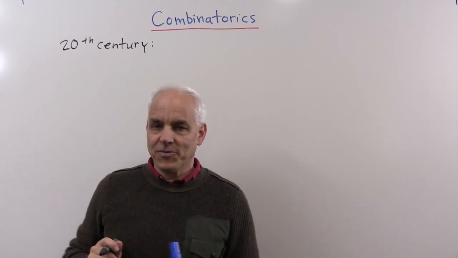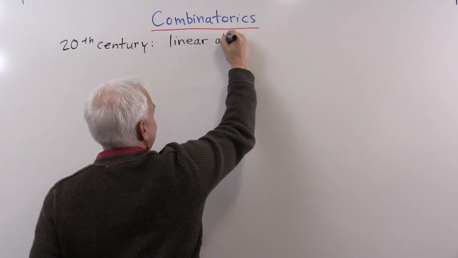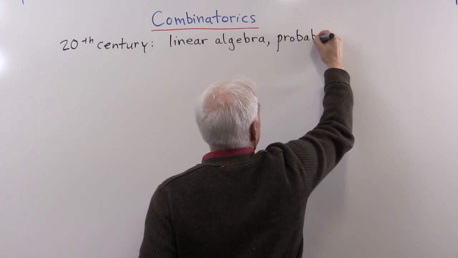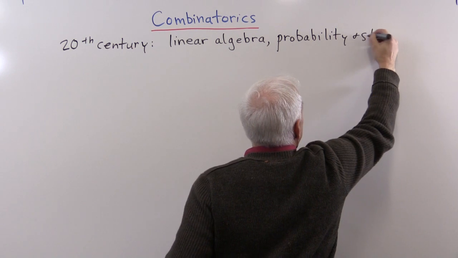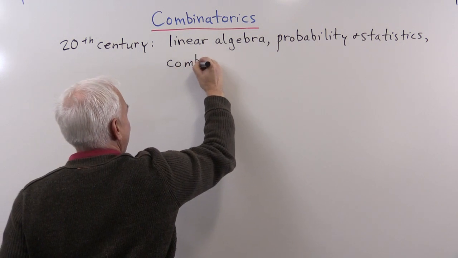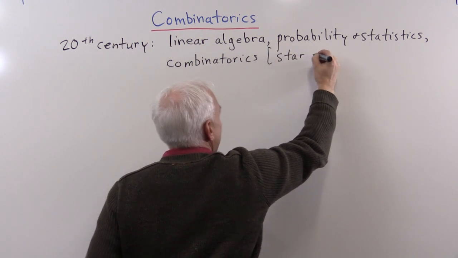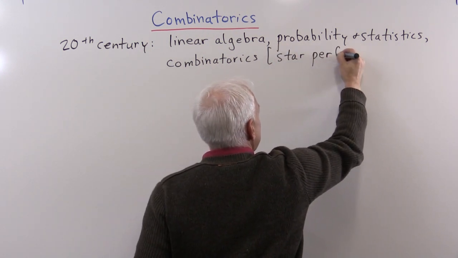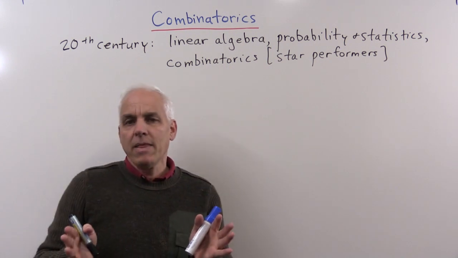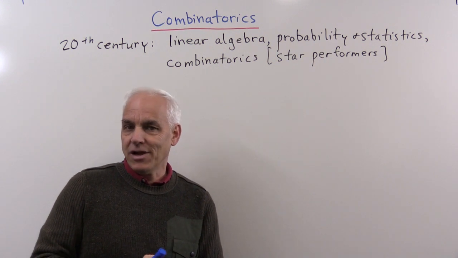has some star performers. And in my view, the star performers are linear algebra, probability and statistics, and combinatorics. So, our star performers. These are really subjects that took off in a big way. Evidence for that is in the way they've become a very important part of the standard undergraduate curriculum.